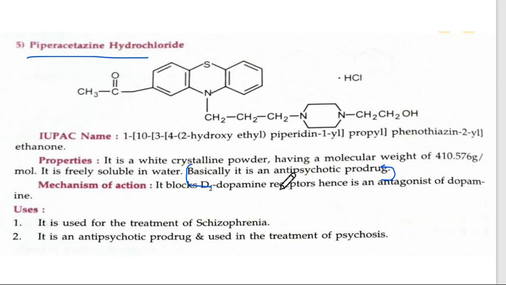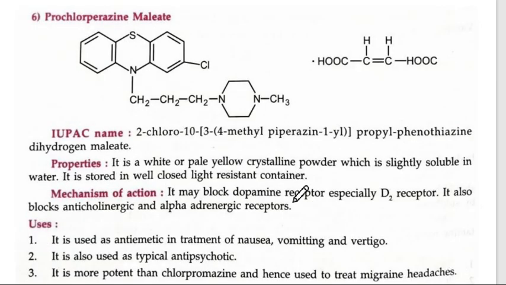It blocks the D2 dopamine receptor and hence is an antagonist of dopamine. It is used in the treatment of schizophrenia. It is an antipsychotic drug and used in the treatment of psychosis. Then we have prochlorperazine maleate. Now you can see it has a chloride ion, and the difference is this, that is, it has a dihydrogen maleate.